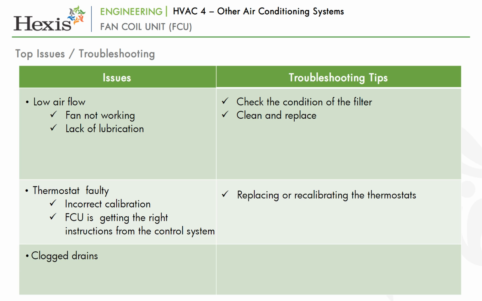Clogged drains. All the moisture that the FCU removes from the air has to go somewhere. It's supposed to be removed from the space through a drain line, into a pan, finally down a drain. If the line or drain gets clogged or the pan gets full, the water can back up and damage your system. You can also wind up with water leaks that damage your walls, ceilings and furnishings. If you don't see it right away, you'll eventually have mold growth.